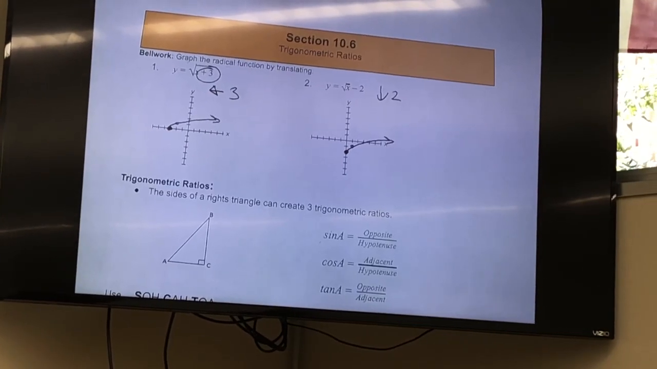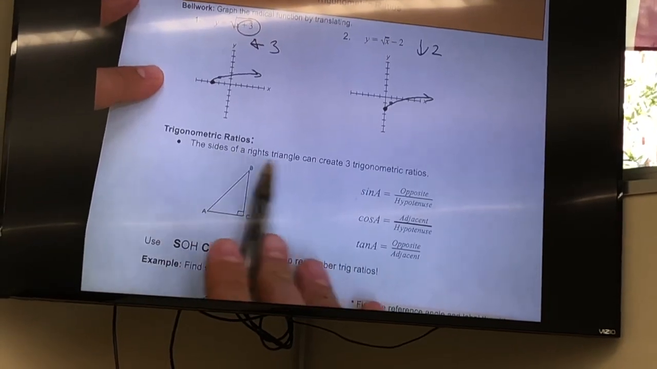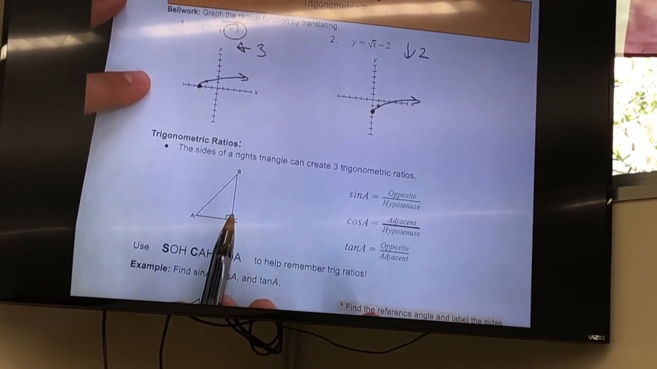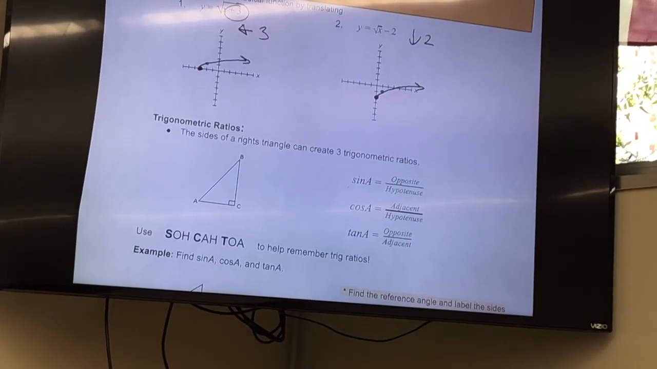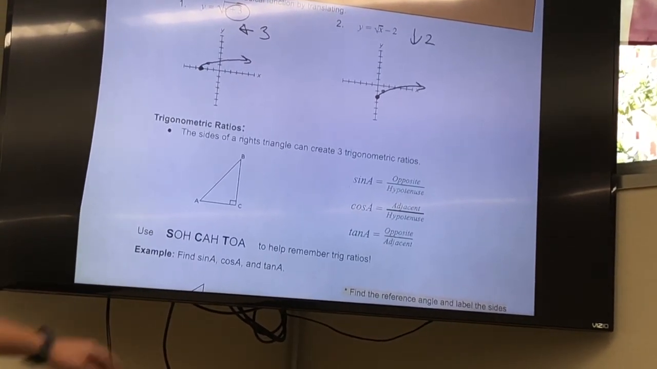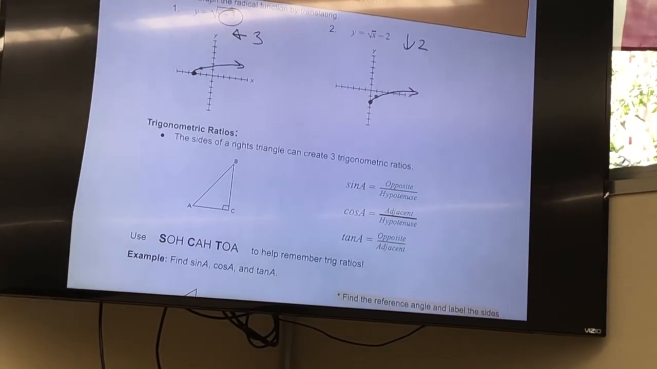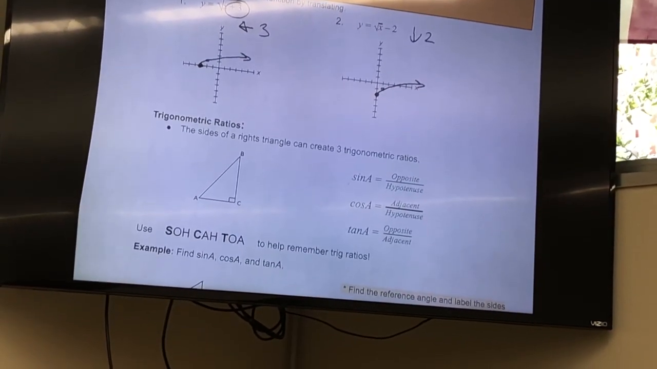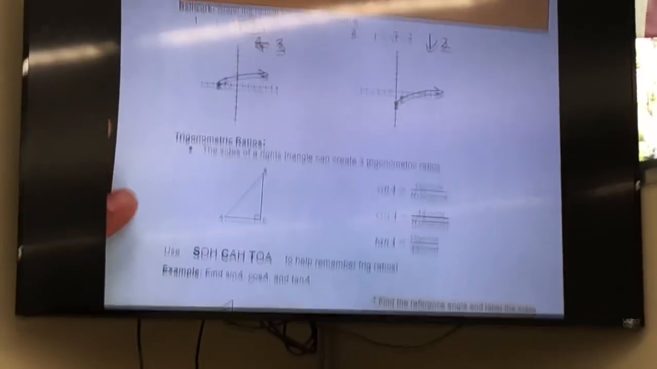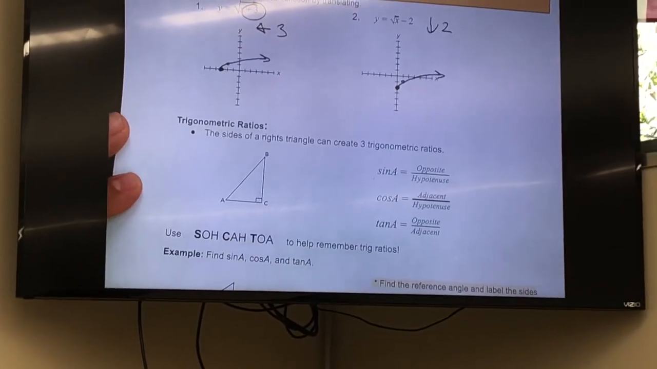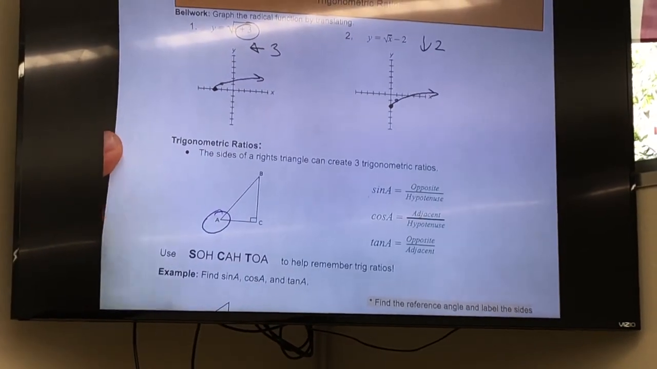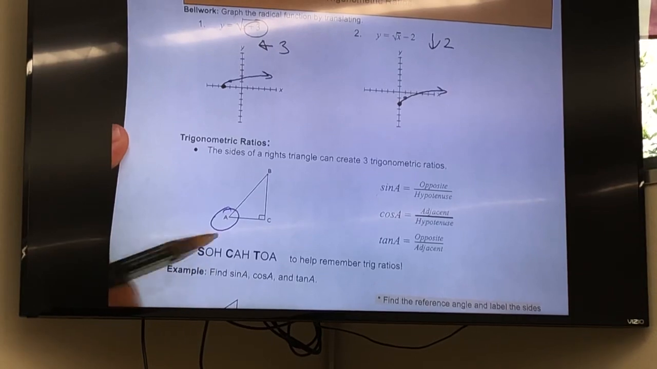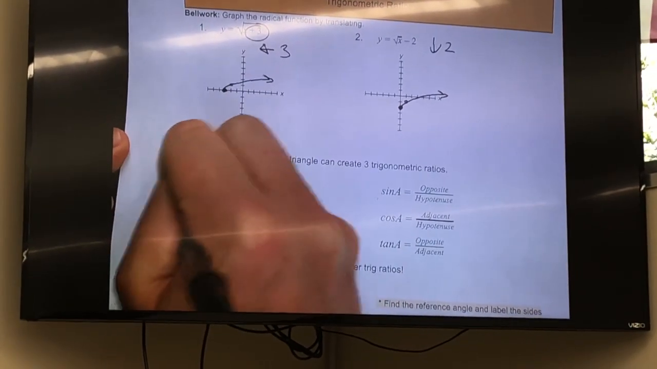And the lesson today will be on trig ratios. The sides of a right triangle can create 3 trig ratios. You will use this this year, Algebra 2, and a lot in geometry. We use these functions when dealing with right triangles. So the first thing we need to look at is, what is our reference angle? So our reference angle in this problem here is going to be looking from angle A. So again, this is called your reference angle.